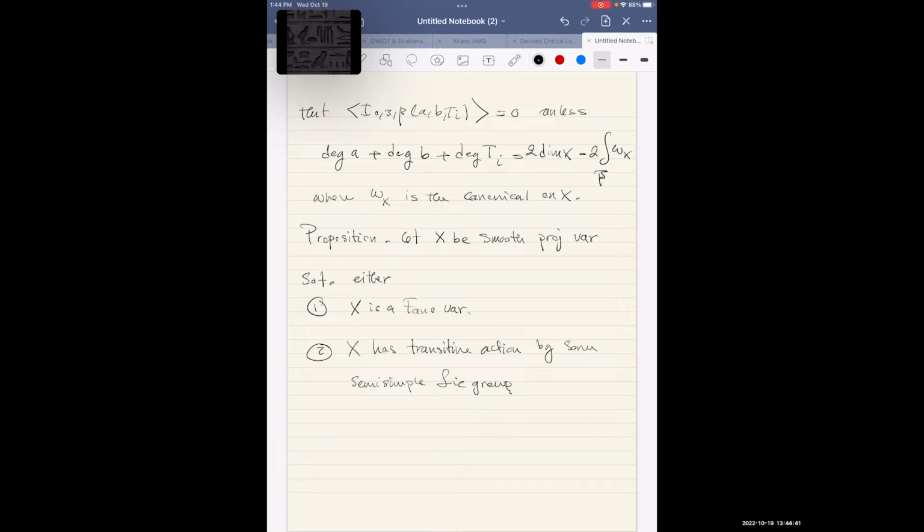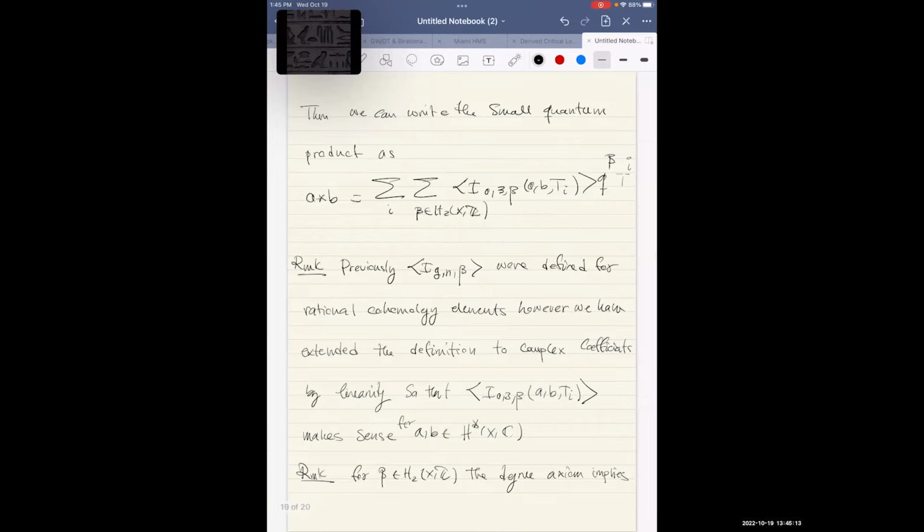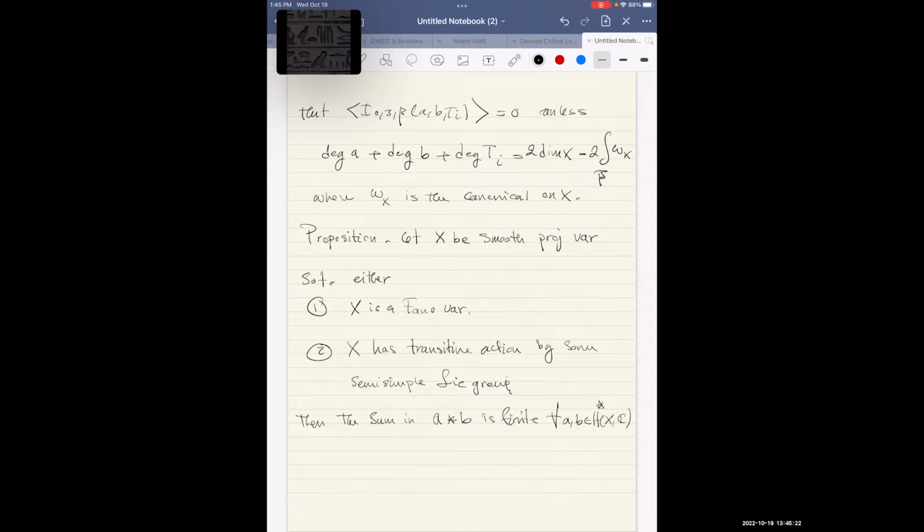Then, if that's the case, the sum in A star B is finite for any A and B in the complexified cohomology of X. You see, that's why I made those remarks. So if we have extended this thing to complexified cohomology, we reminded ourselves of the degree axiom and the constraint it puts on the degree of the cohomology classes. Now here is the proposition. This sum can be finite in these two cases.